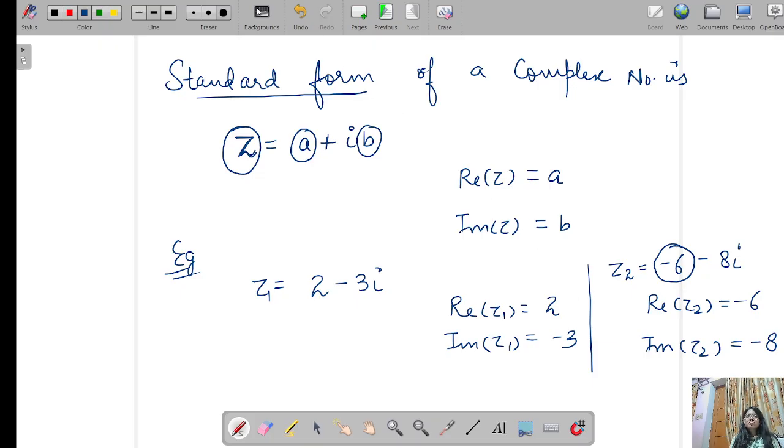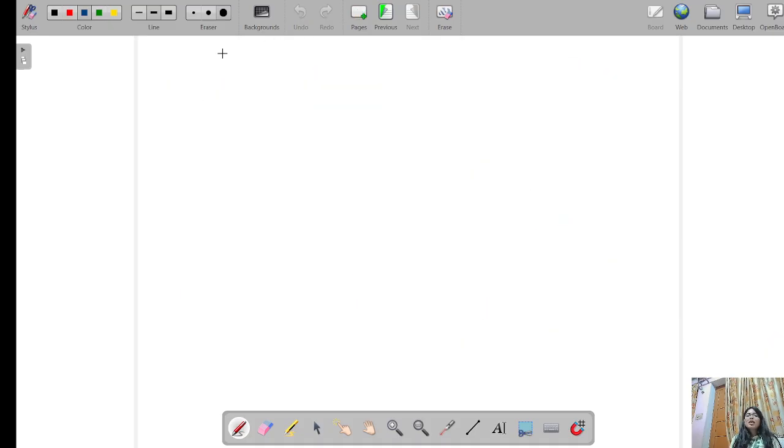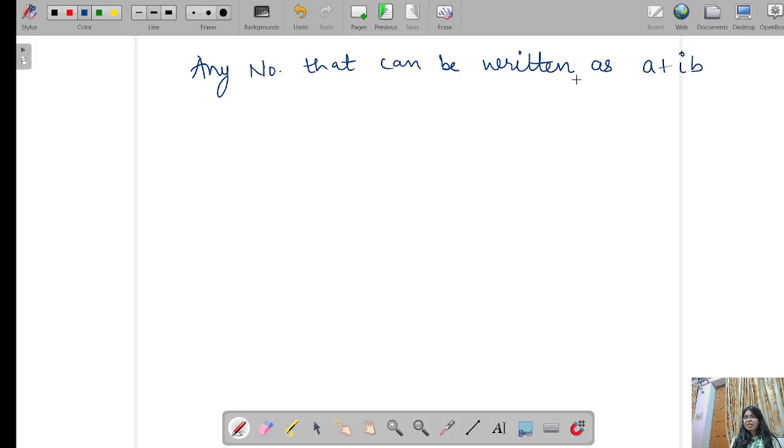Now, any number that can be written as a plus iota b is a complex number.